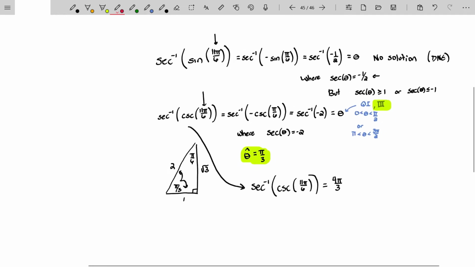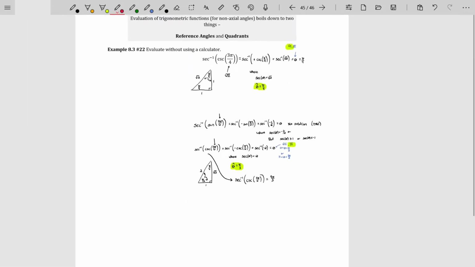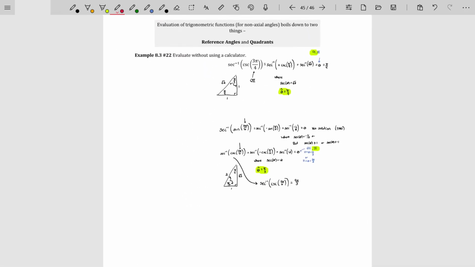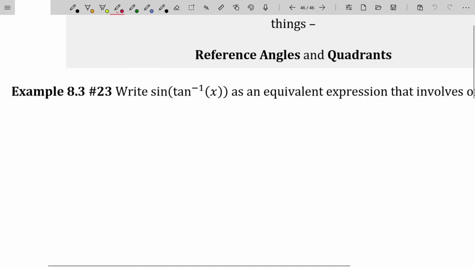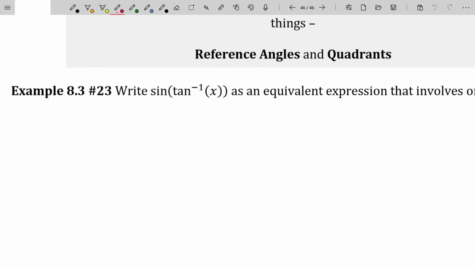All right, so that was the example I was trying to aim for, but I kind of screwed it up on the first one. The final example in this video is to rewrite a trigonometric function as an expression involving only x. This is a big skill as you move forward into calculus. Although it doesn't get used that often in calculus, it's still important that you know how to do this. So here we go.